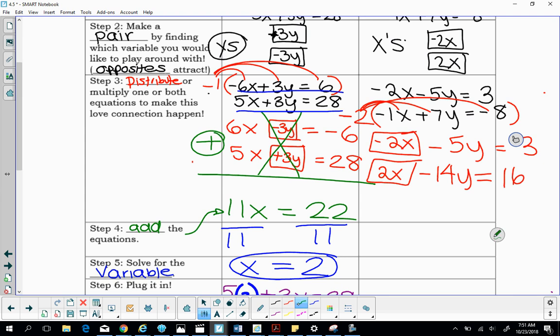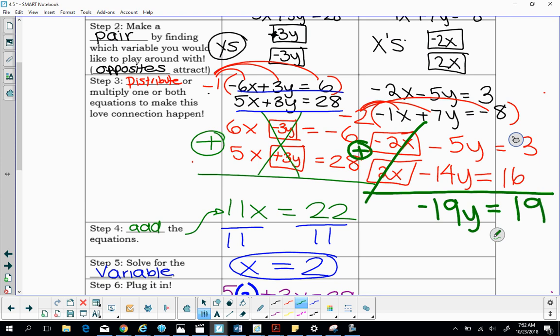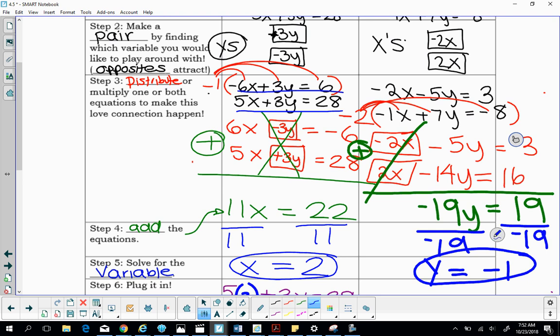And then step 4, we always add the equations. So when I add them, what's negative 2 plus 2? 0. They're eliminated. That's why it's called elimination. We're eliminating a variable. What's negative 5 plus negative 14? Negative 19. And 3 plus 16? 19. See how we eliminated a variable? So then how do I get y by itself? Divide, and you end up getting y equals -1. So now we have our y coordinate.